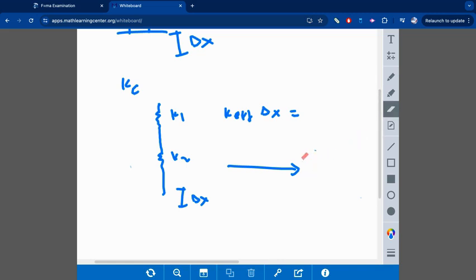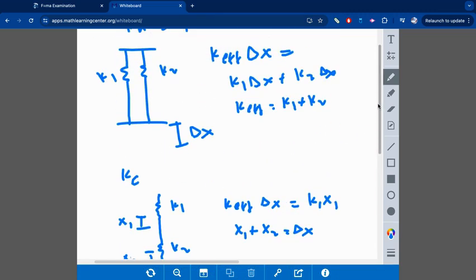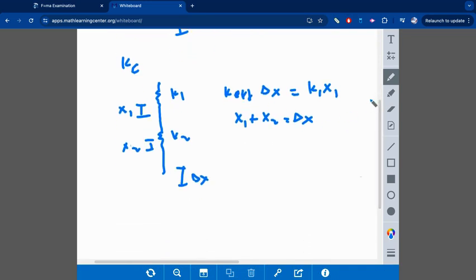Similarly in this case, if we say that we stretch the whole thing by delta x, this one stretches by x1, this one stretches by x2, then x1 plus x2 equals delta x, and the tensions are the same. So we can write either one of these as the resultant spring force. Now we want to get something in terms of just K1 and K2, like we did for Ka.